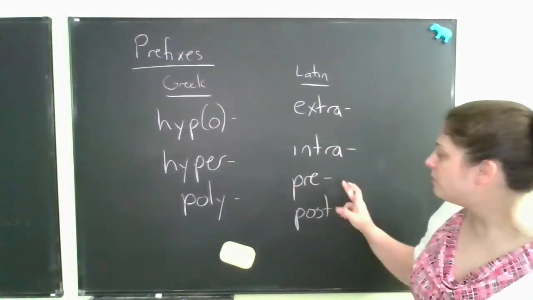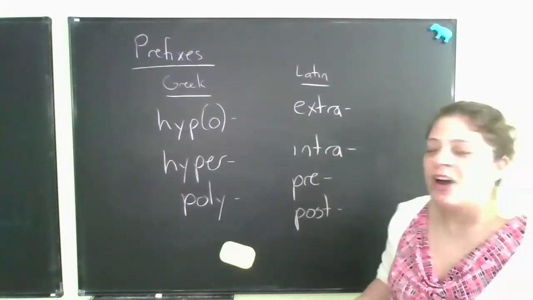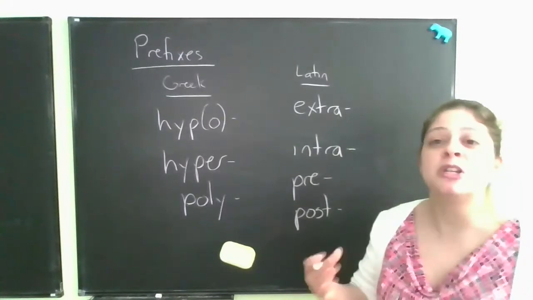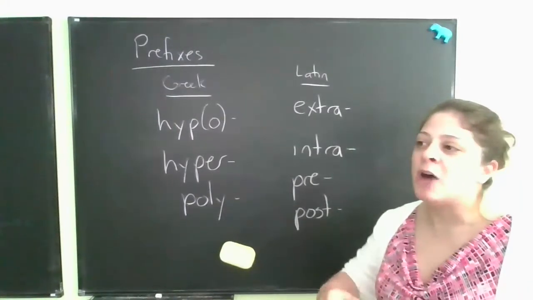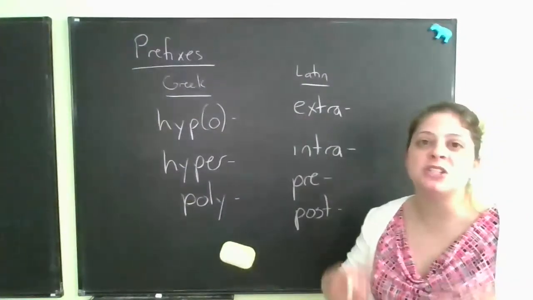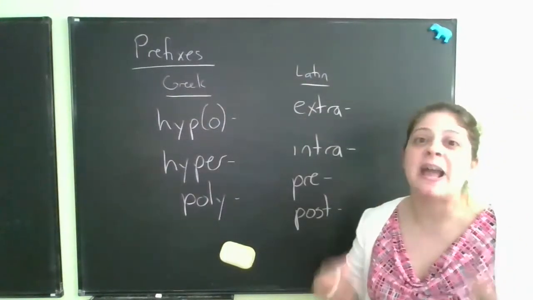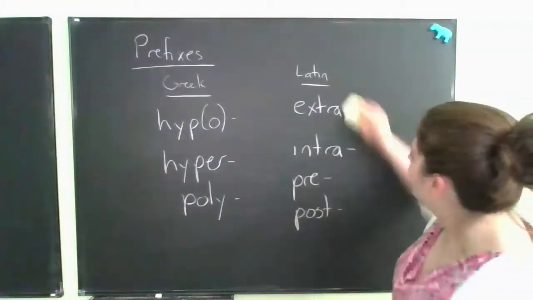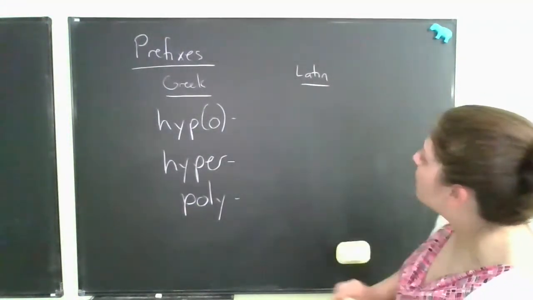So pre means before, post means after. So we have words like prenatal, right, which is the care, a woman who gets prenatal care is getting care before she gives birth. Post, something like a postmortem, which is an examination of a body after death. And then for Latin, we have some number ones.